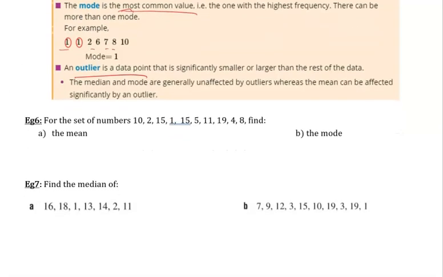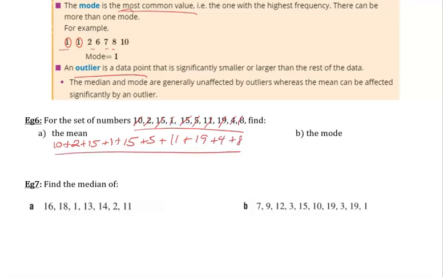So I'm going to find the mean of this set. Do I have to put these in order to find the mean? No, I don't. I'm going to add them all up. I like to cross them out so I don't miss any of them. I'm going to add 10 plus 2 plus 15 plus 1 plus 15 plus 5 plus 11 plus 19. This is a lot of work. Plus 4 plus 8. And what do I divide by? How many numbers do I have? 1, 2, 3, 4, 5, 6, 7, 8, 9, 10. Divided by 10. So I have already worked out that these add up to 90, and 90 divided by 10 is 9.